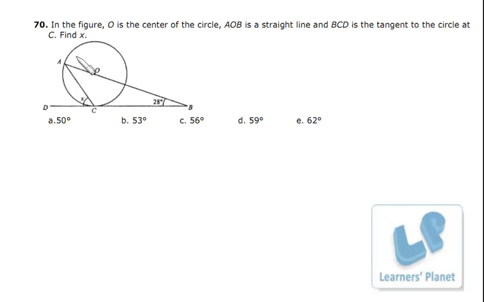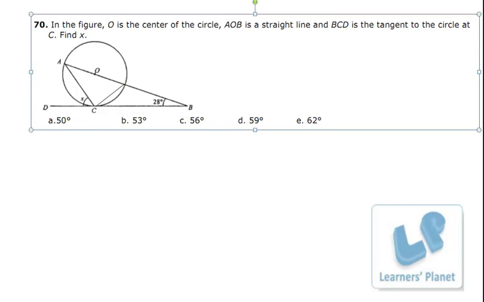Now this problem. In the figure, O is the center of the circle, AOB is a straight line, and BCD is the tangent to the circle at C. Find X. See here, you can see chord AC and tangent BCD, right? Wherever you see an angle between chord and tangent, just try to recall alternate segment concept, right? That means the angles in alternate segments are equal, right?